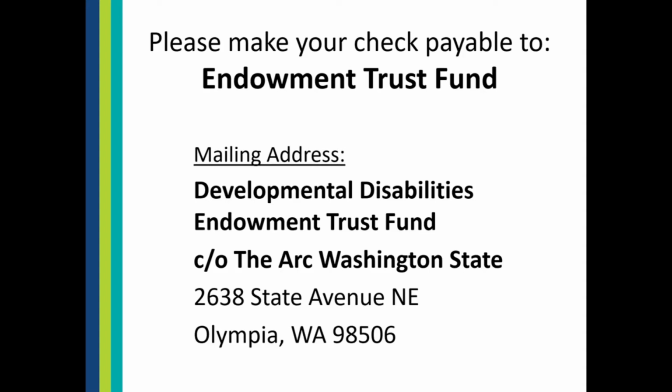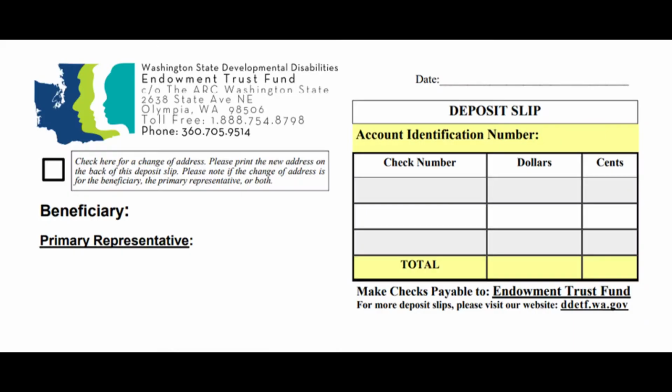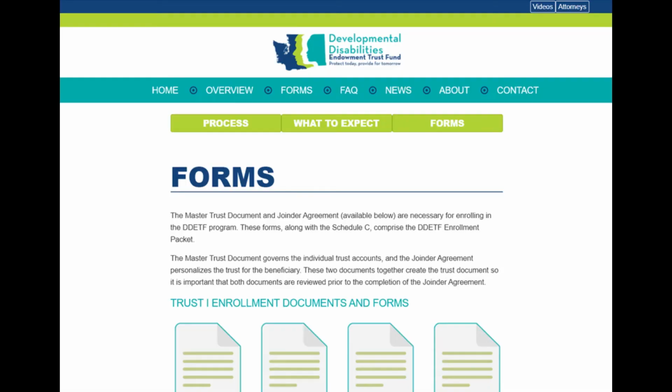Our mailing address is 2638 State Avenue Northeast. We're in Olympia, Washington, 98506. We would love it if you would include a contribution slip with your check in the envelope. A primary representative can find contribution slips in the new enrollment packet that would be sent out after the trust has been established.